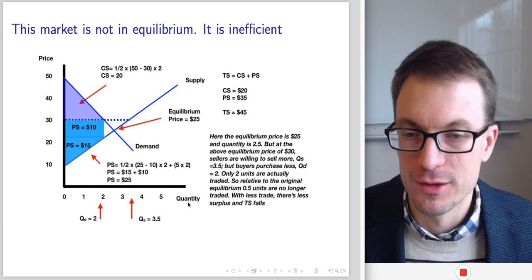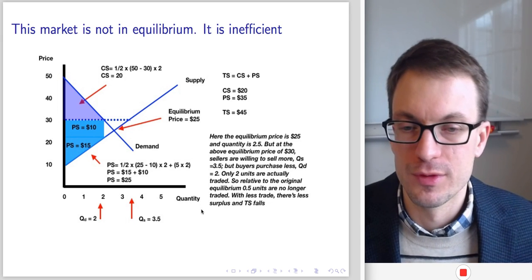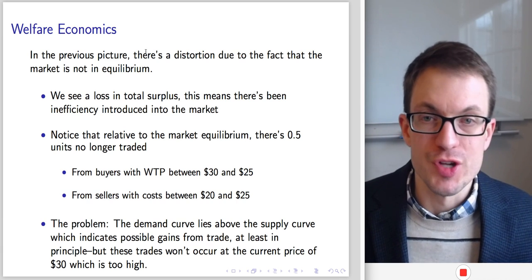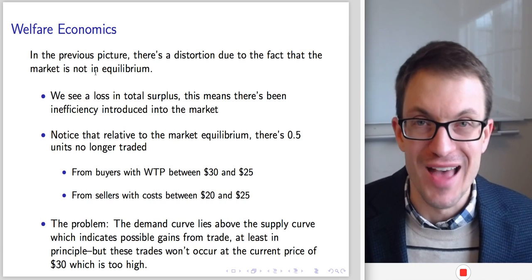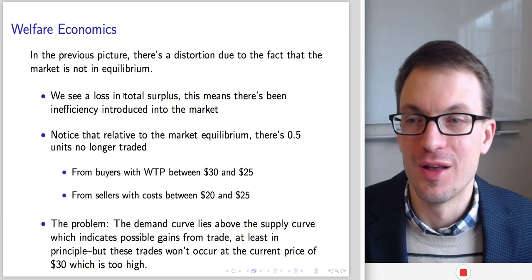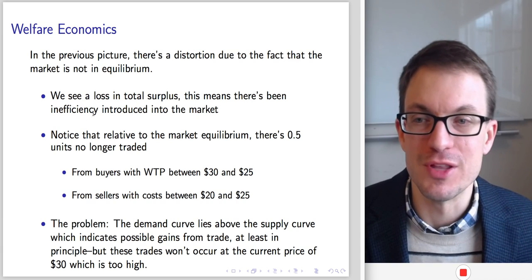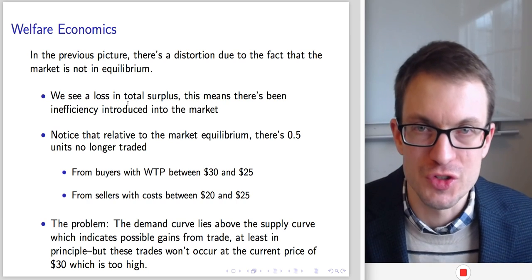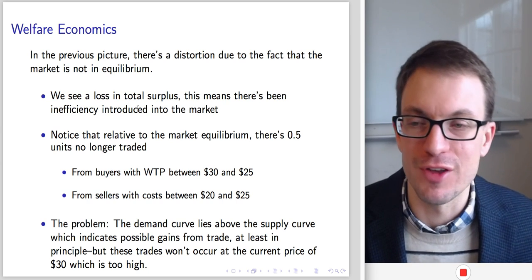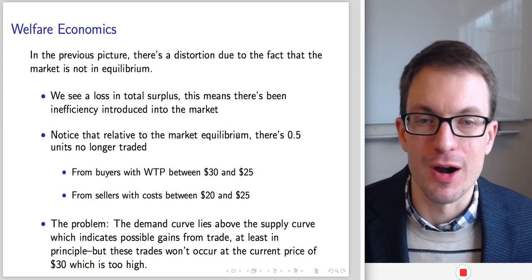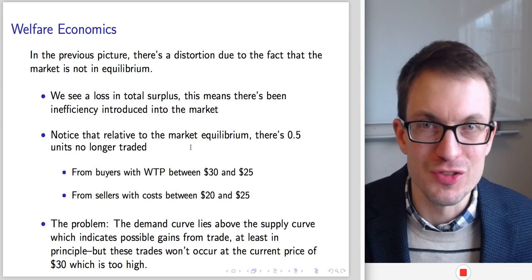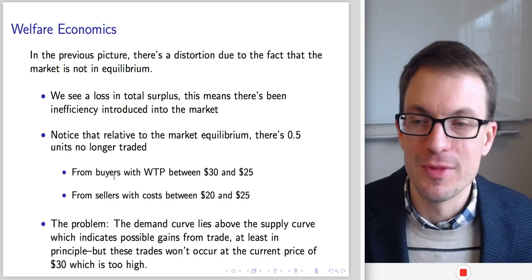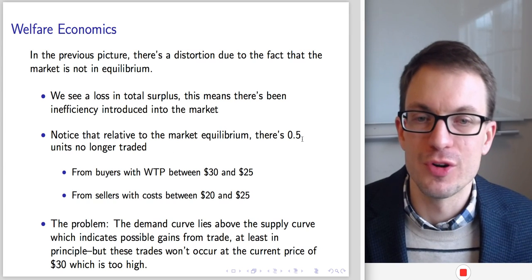Okay. So, right. In the previous picture, we have a distortion because the market's not in equilibrium. So we see a loss in total surplus. This means there's been inefficiency introduced into the market. One way to think of deadweight loss is that it's just a measure, quantifying the inefficiency. So relative to the market equilibrium, there are 0.5 units no longer traded. And this is not affecting everybody the same. So where is this coming from? Where's the half unit coming from?